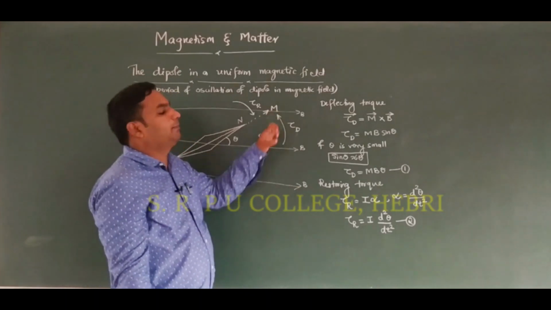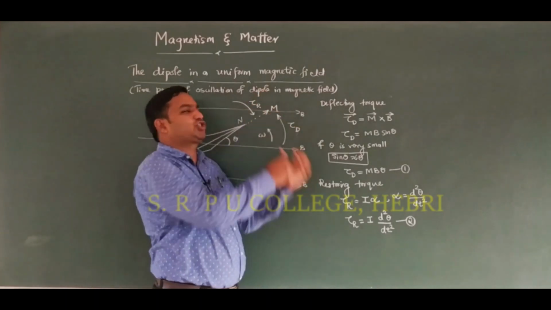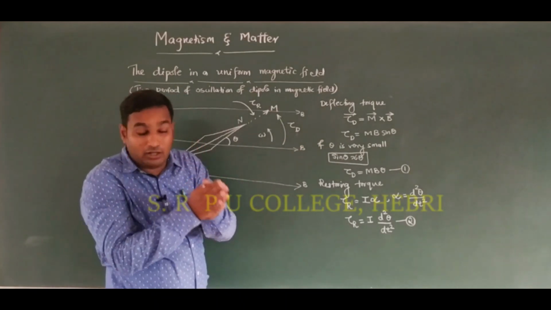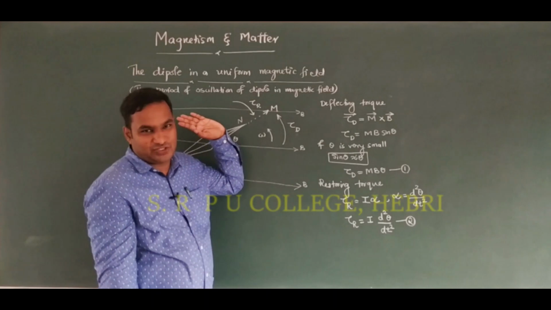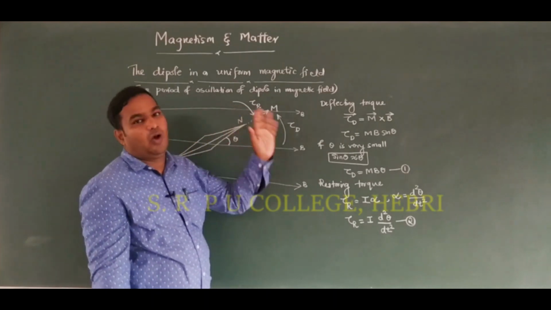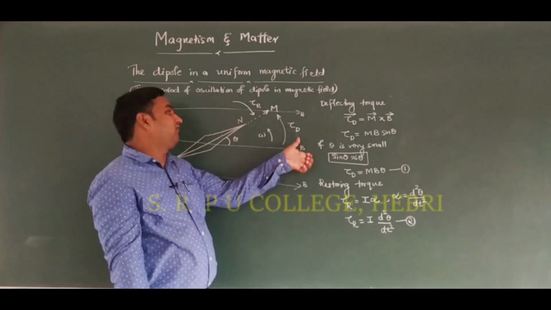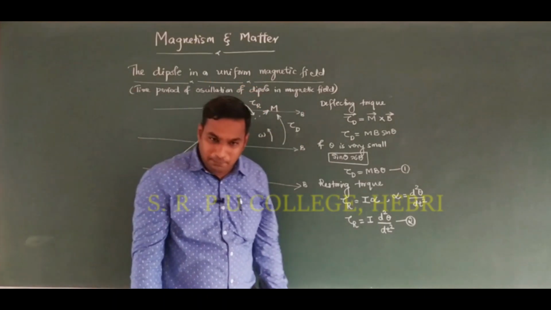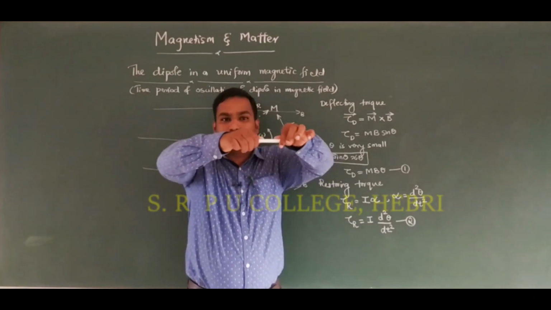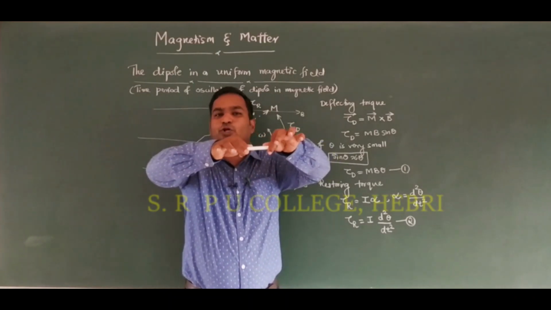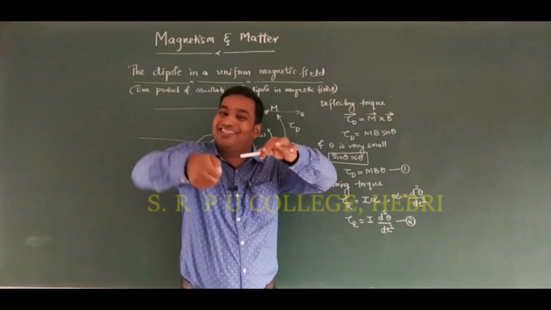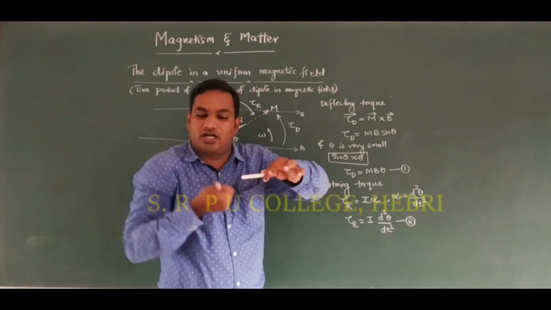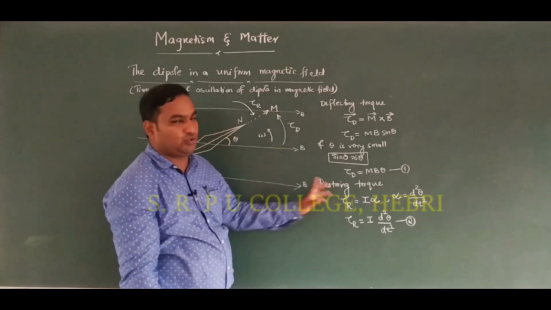At a particular point, the deflecting torque and restoring torque become equal. Both are equal but they are opposite, because the deflecting torque acts in one direction and the restoring torque tries to oppose it. Simple logic: if you take a chalk and I try to bend it in this direction, what is the chalk going to do? It opposes, and tries to regain its original condition in the opposite direction. We call it restoring.